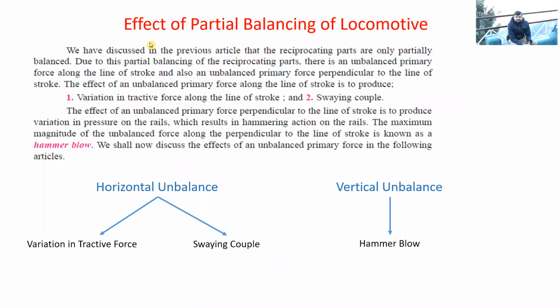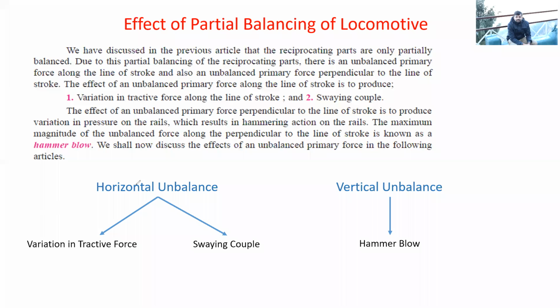Now we'll be going through the effect of partial balancing of locomotives. Okay, what are the effects which came into the picture because of partial balancing of these locomotives? Right. So, in summary, while studying the slider crank mechanism, that is partial balancing of reciprocating parts of the slider crank mechanism, we came to the conclusion that there will be some amount of unbalanced force along the line of stroke, and some amount of unbalanced force perpendicular to the line of stroke.